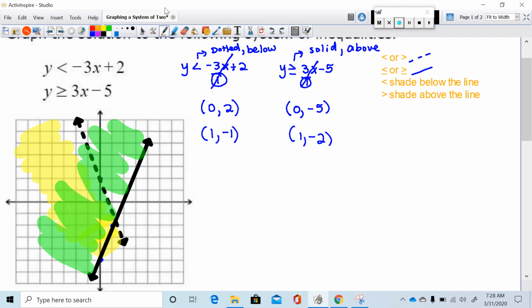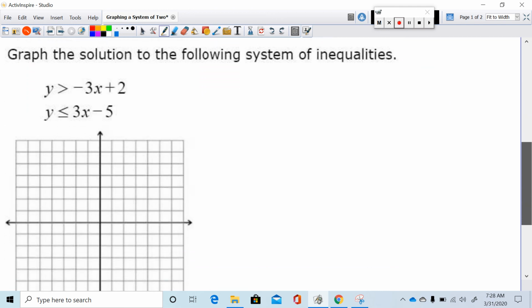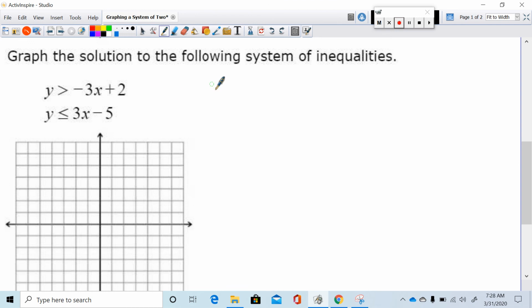Okay, your solution is not a number. Your solution is a region, and it's the region where you can see the colors are going to overlap. So it starts here. So just kind of circle the region, and that would be the answer. And it would go off to the left into infinity. Okay. I'm going to put these two side by side.